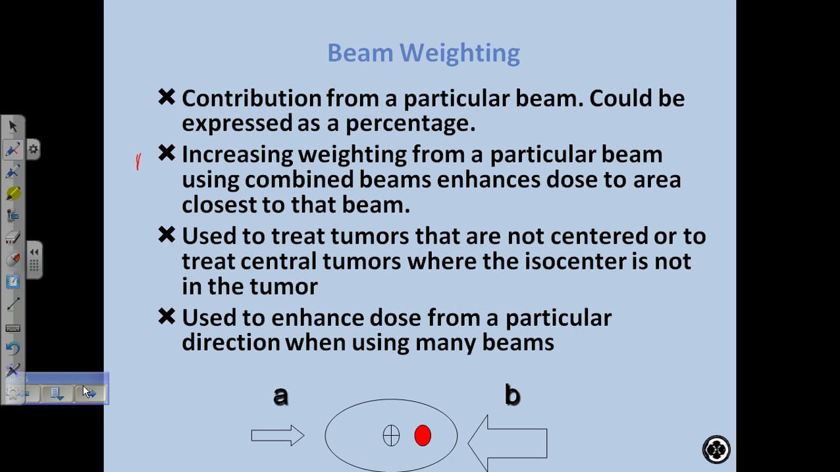So if we didn't weight beam B, our isodose distribution would look like that. It would be even. Okay. And then if we weighted beam B, our isodose distribution might look like that. A little bit hotter out there. Okay? And we don't need to treat this, so it makes sense to weight beam B.